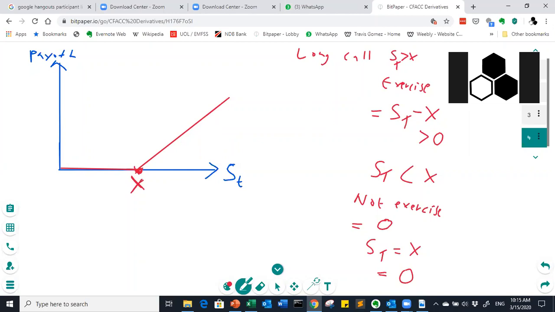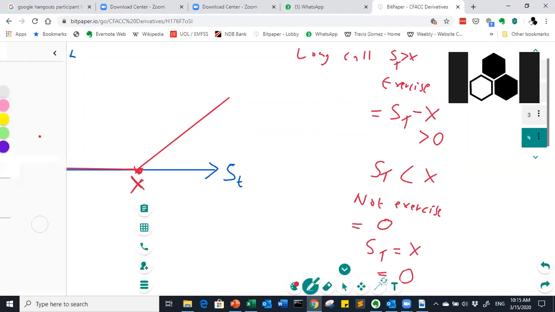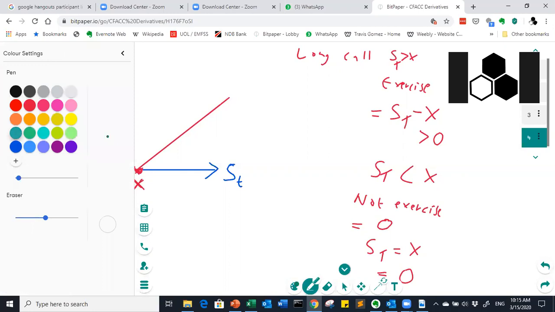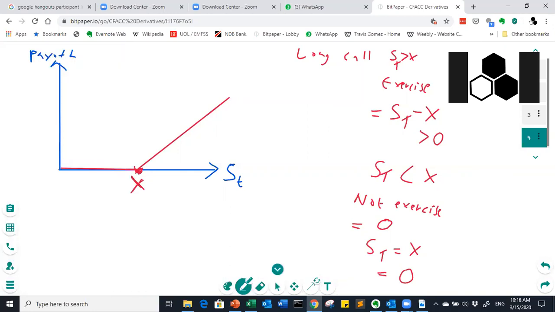Just some other terms that they use in this situation. There's a situation where you decide to exercise the option. In the case of the long call, that happens here when ST is greater than X. So if I draw a dotted line, this situation, we would say the option is in the money. This is the concept of moneyness, essentially whether the option has value or not. In the case of a long call, this happens when ST is greater than X.